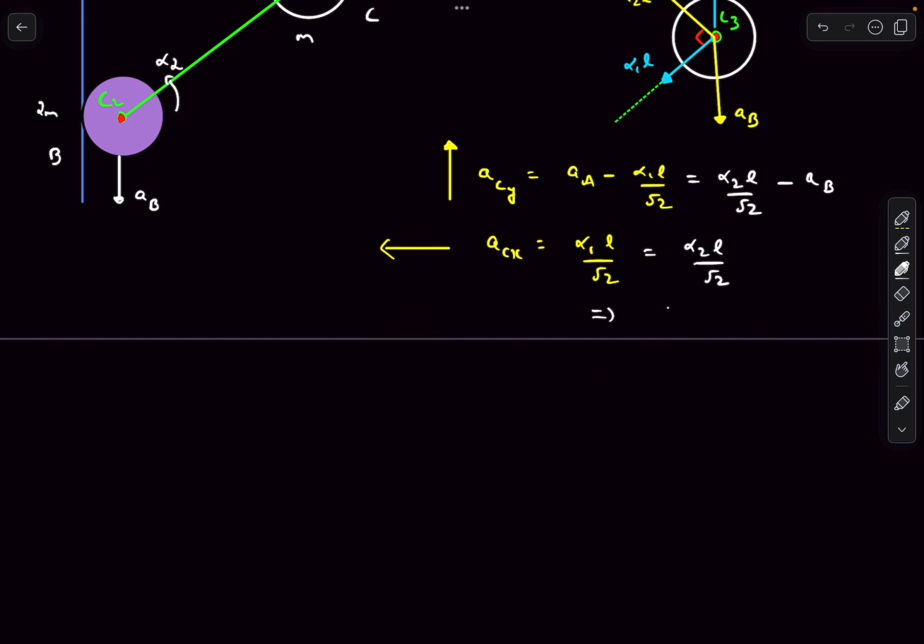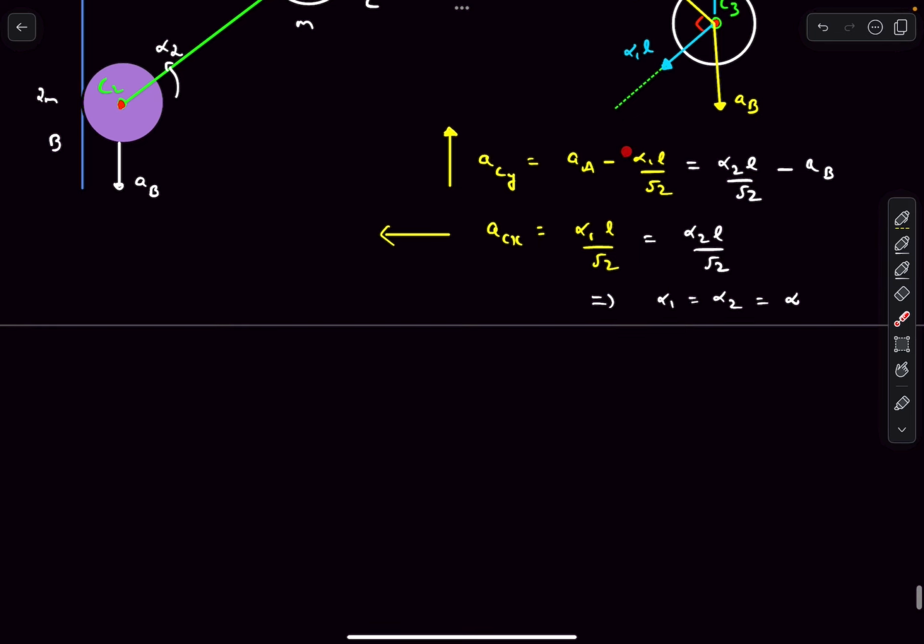Now the ACX expression is giving us that the magnitude of both the alphas are actually equal. Okay, so we can just consider this as some common alpha. And now if we substitute alpha 1 and alpha 2 as alpha in the first equation, what we get is acceleration of A plus acceleration of B equals square root of 2 L alpha. Okay, so this is an equation that we're getting.